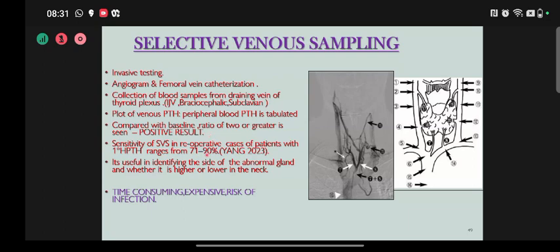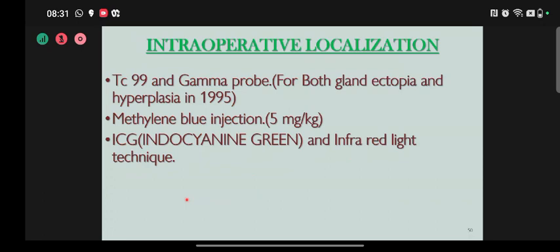So it is useful in identifying the site of the abnormal gland, but as it is time consuming, expensive, and there is a risk of infection, we are not using it much presently. Then coming to the intraoperative localization.